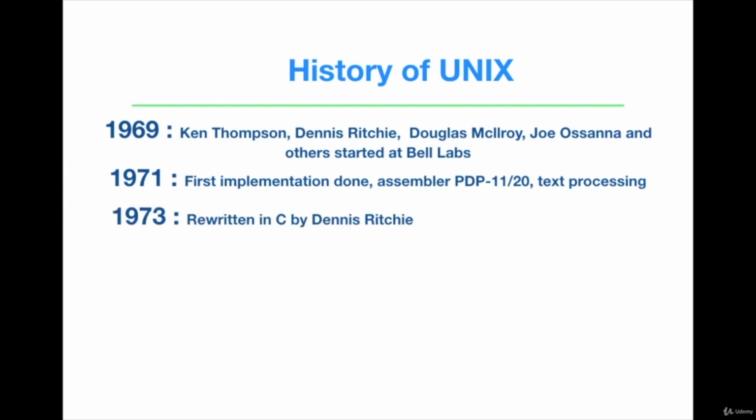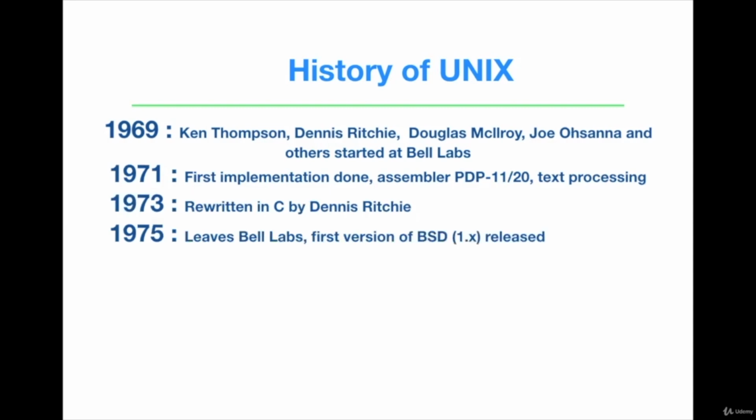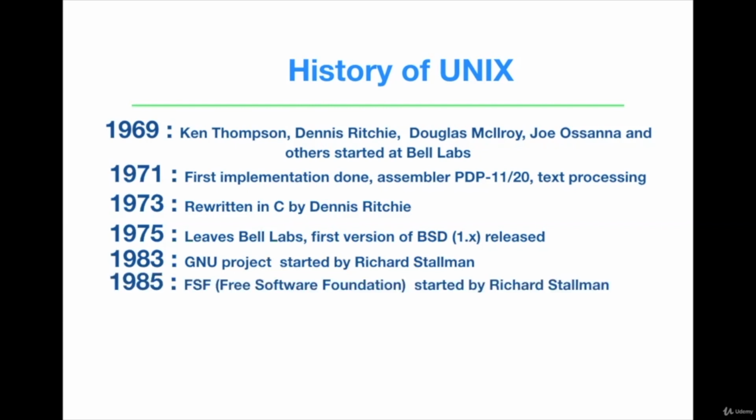In 1973, Unix was written in C by Dennis Ritchie. This made it portable and changed the history of operating systems. In 1975, Unix leaves its home, that is Bell Labs, and the first version of BSD 1.x was released. In 1983, the GNU project was started by Richard Stallman to provide a free operating system to all. In 1985, the Free Software Foundation was started by Richard Stallman.